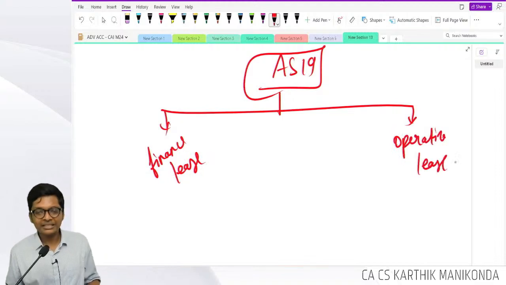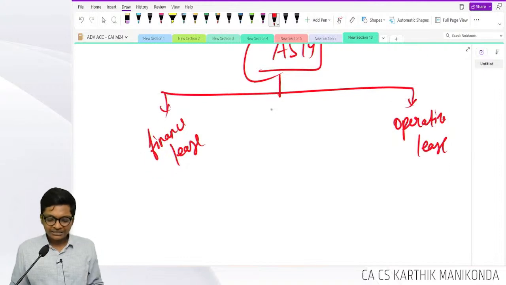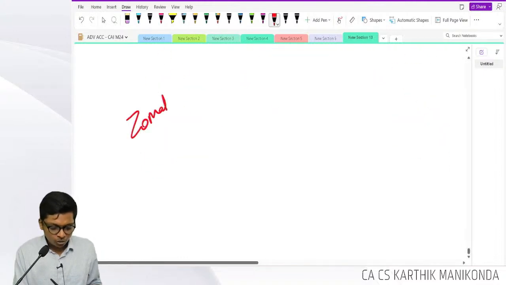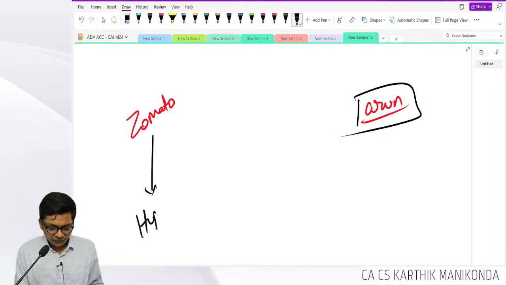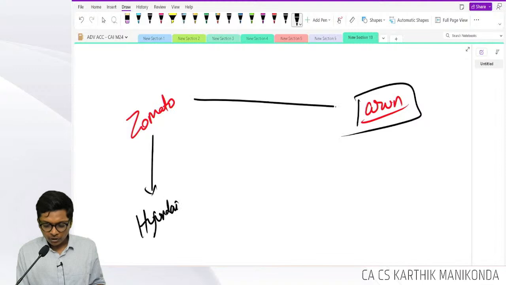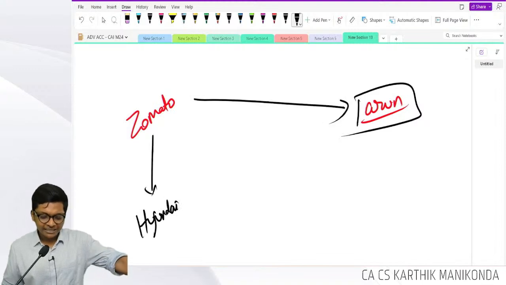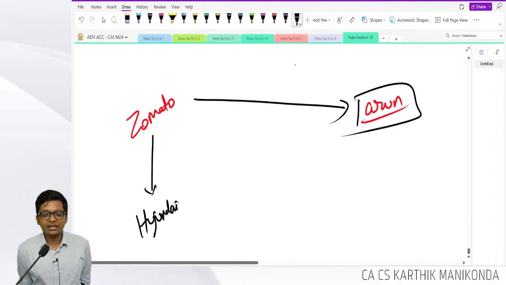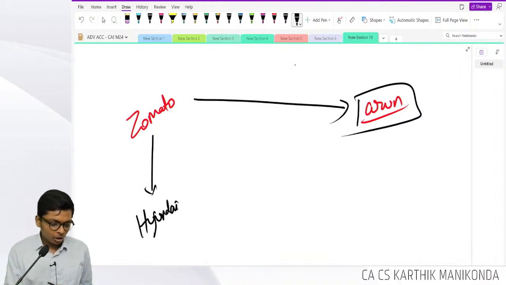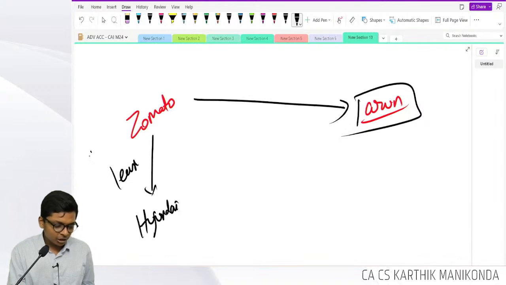operating lease. Follow guys. Let's say we have Zomato and we have, let's say, Arun as an employee of Zomato, and Zomato has taken a car from Hyundai for Arun to use. With the example, I'll try to explain all the terms for you. Okay. Zomato took a car from Hyundai on lease. Assume the car today, if Zomato is going to buy, they will have to pay only 5 lakhs.